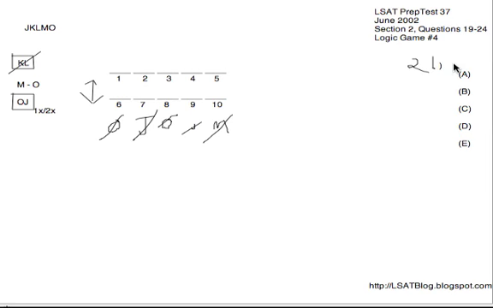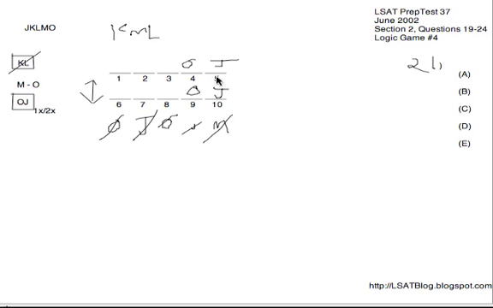Next, number 21, if O was on 4, what could be true? So if O is on 4, of course, it's also on 9, and the OJ box requires that J be on 5, 10 in this case. Of course, nothing else is determined. We've got K, M, and L open-ended on 1, 2, 3, 6, 7, 8, as long as we comply with the KL box rule right here.